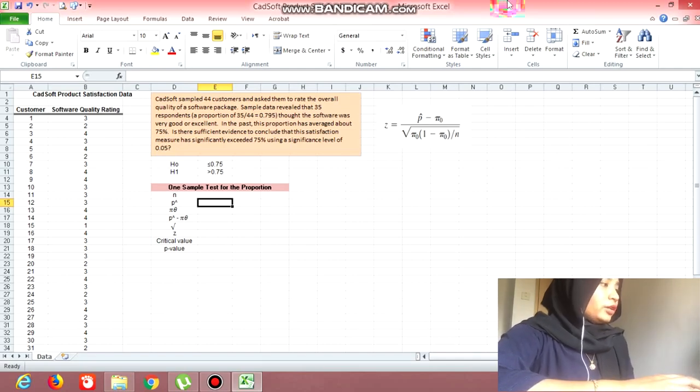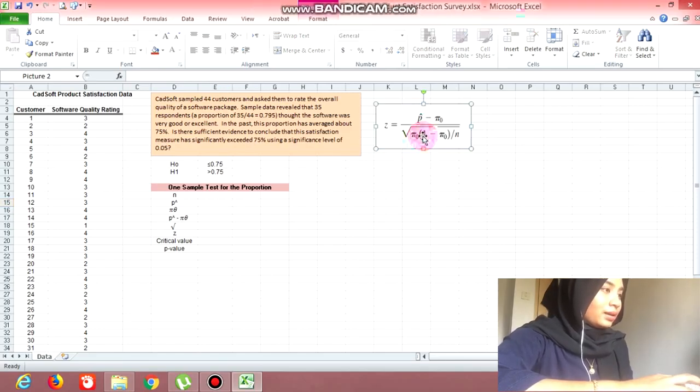Okay, today we are going to learn about the one sample test for the proportion. The one sample test for the proportion uses this formula to calculate the test statistic.